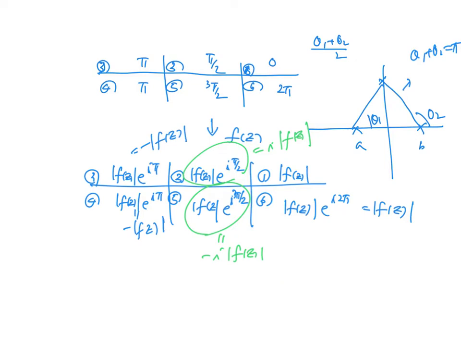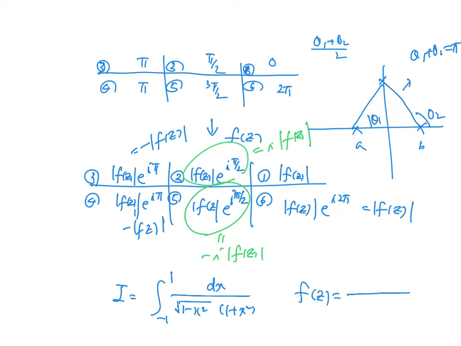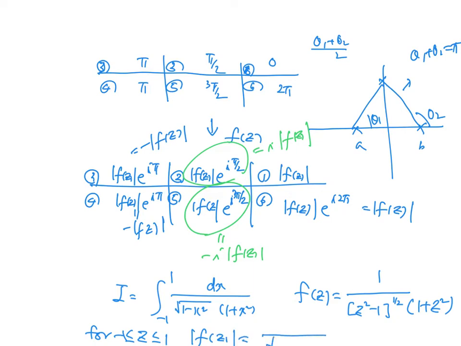And remember that this is our integral, minus 1 to 1, square root of 1 minus x squared, 1 plus x squared, dx. So you can regard this f(c) as 1 minus c squared, c squared minus 1 half, 1 plus c squared, then for z from minus 1 to 1, f(c) is square root of 1 minus x squared.